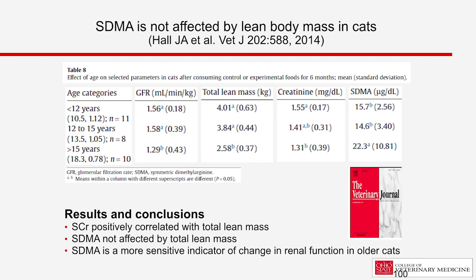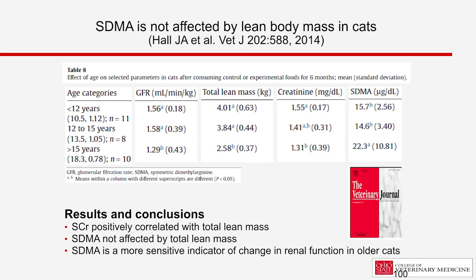And she looked at their GFR, and these are just old cats. I'm not saying anything about their kidneys, okay? They're just old cats. And she looked at their GFR. She used iohexol clearance as the gold standard here. And she looked at their lean body mass as measured by DEXA scanning. She looked at their serum creatinine, milligrams per dL, and she looked at their SDMA.